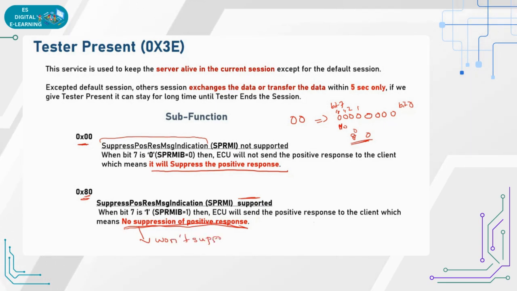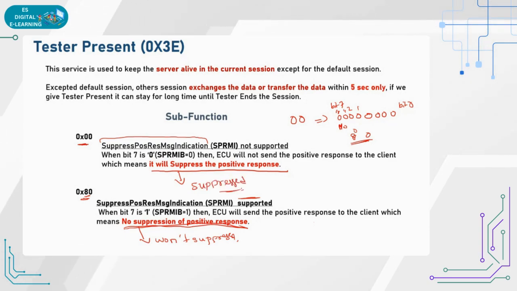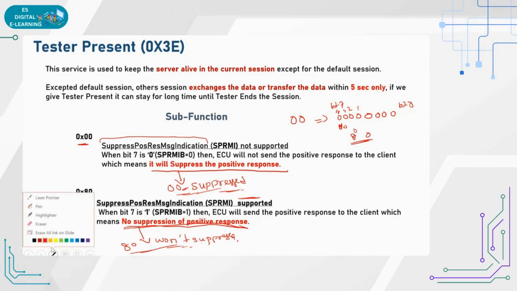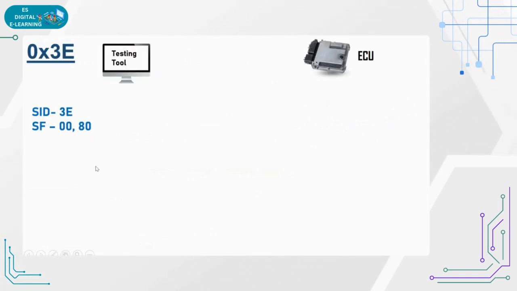Because we are getting a positive response. And 00 means it is suppressed. You can write down this: 00 means suppressed, 80 means won't suppress. In interviews, you can remember this type of words, which will be easier for you. So SPRMI, these are the two functions that indicate how we are sending.